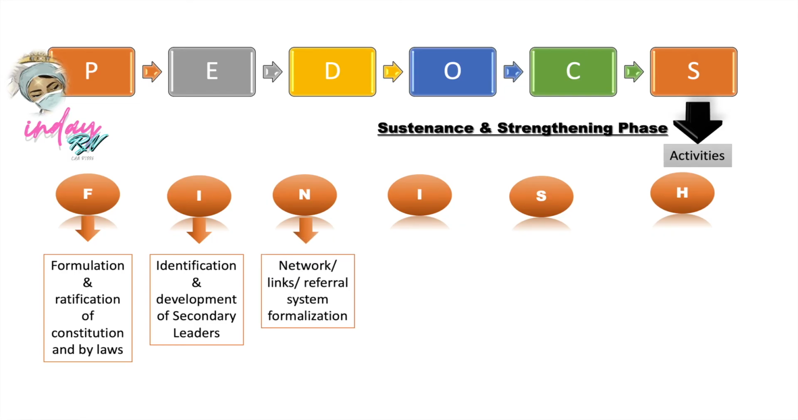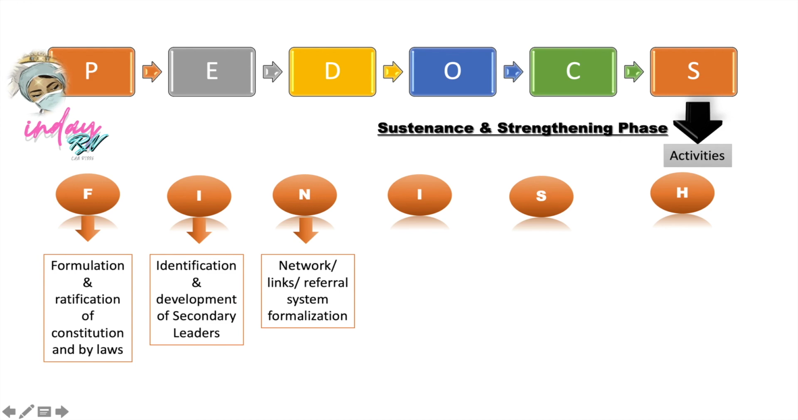The next one is N, that is network or links or referral system formalization, meaning to say that the community established trust already with some of the NGOs or LGUs that are helping them. So, they already set up a good network.